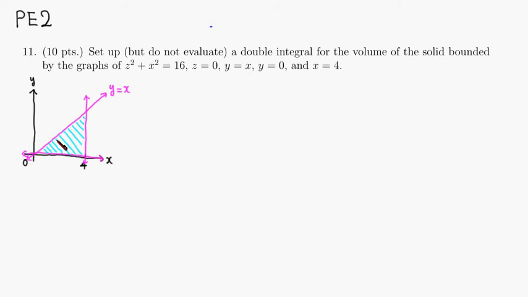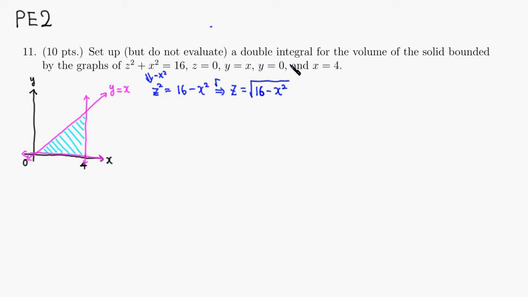Then there's a surface above this. The surface is defined by this equation right here. So I'm going to solve this equation for z. So z squared is equal to, by subtracting x squared, 16 minus x squared. By taking the square root, z is going to be plus or minus, but I'm going to take only the top one, so it's going to be the positive square root of 16 minus x squared.